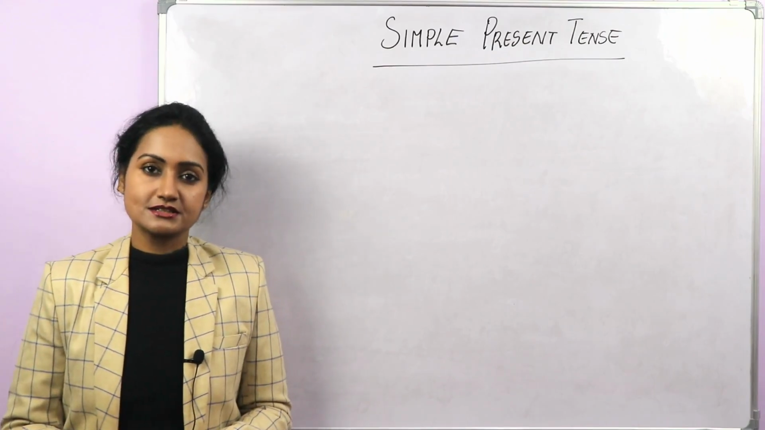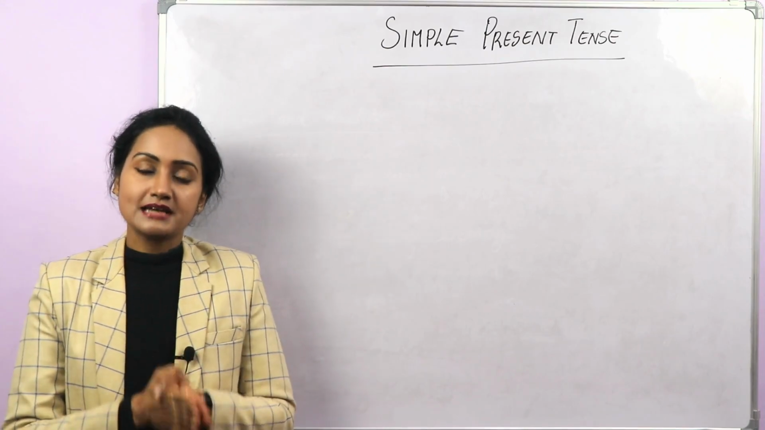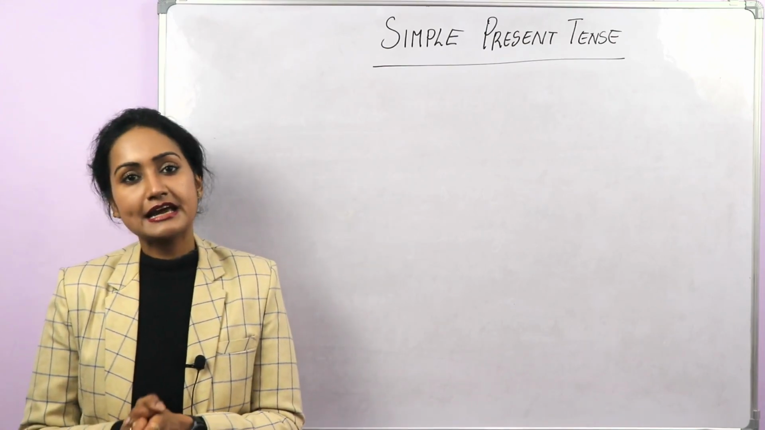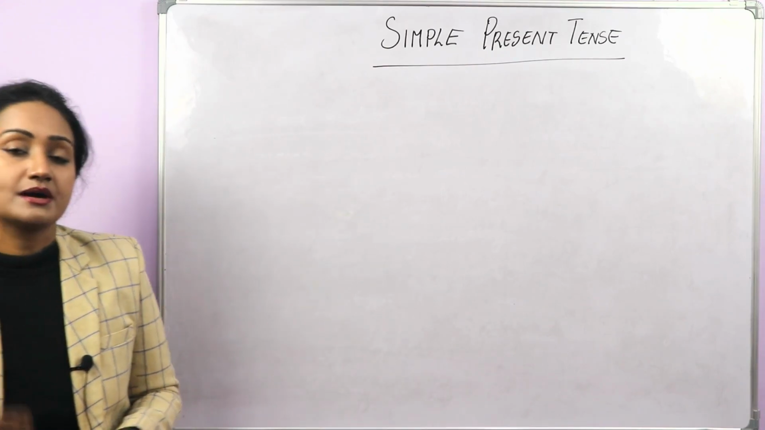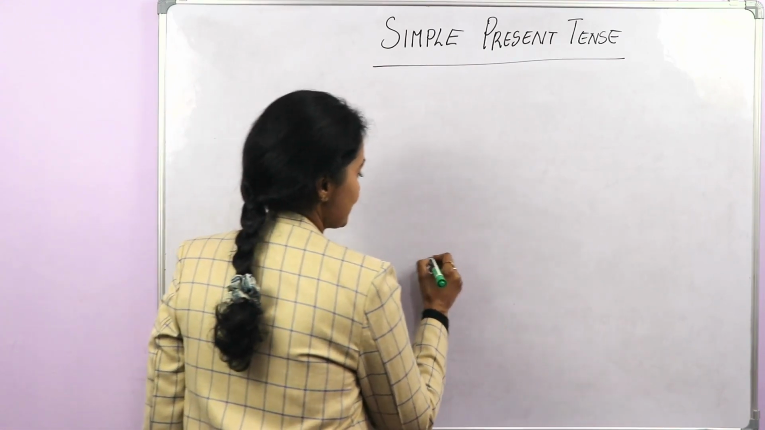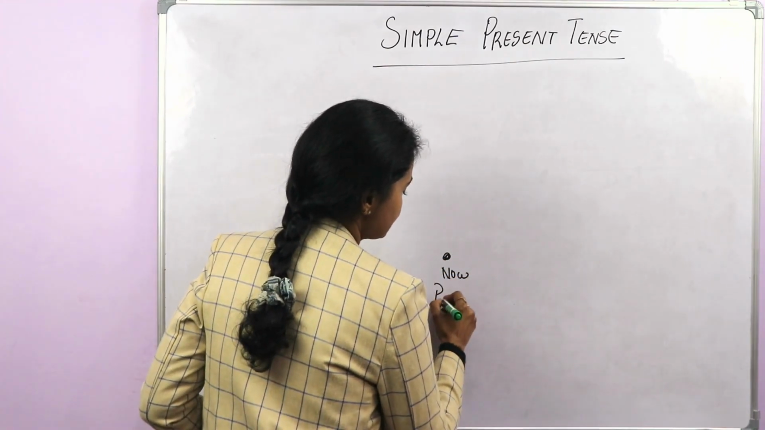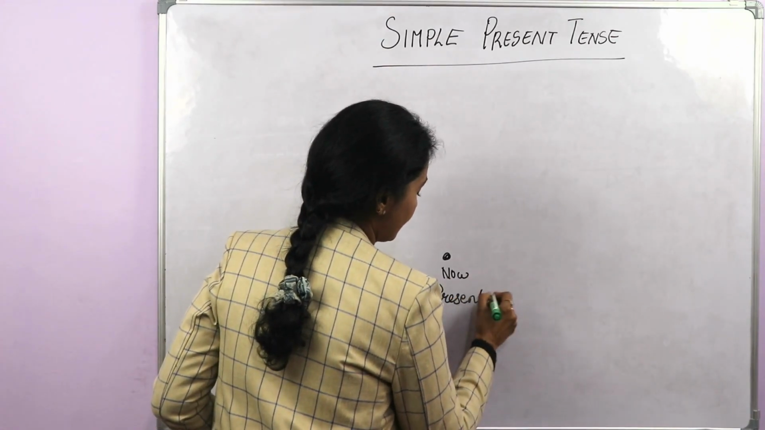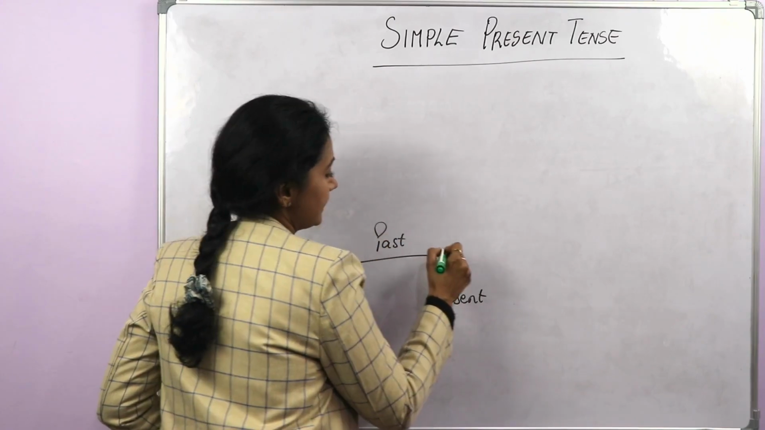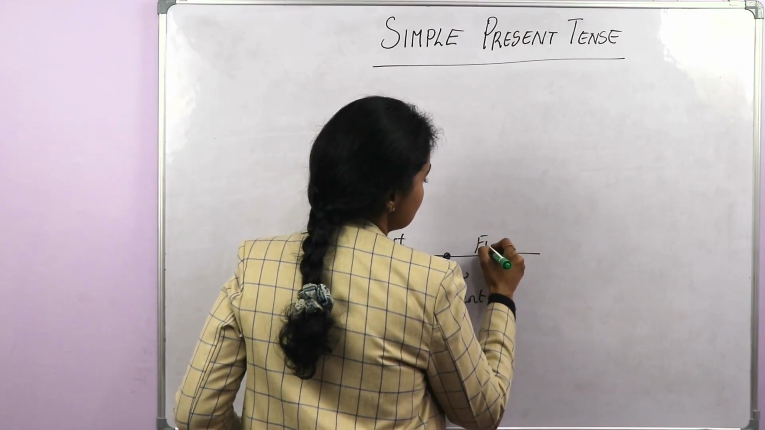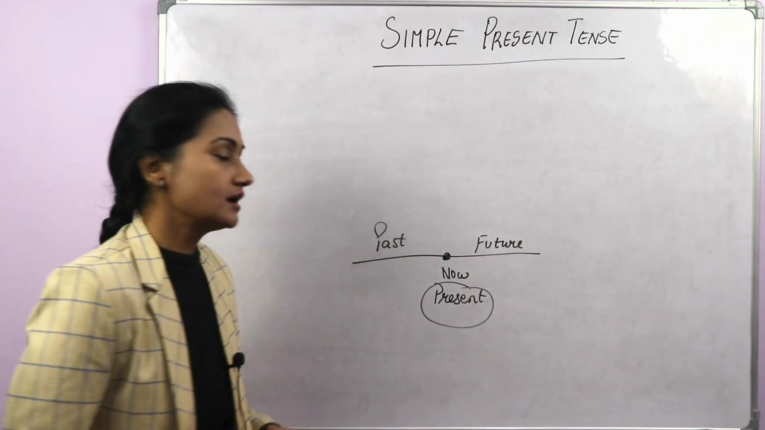We already have discussed that tenses are the way to talk about time in English. Time means present, past and future. Let me make a timeline for you all, which I already have made in my previous videos. This is now, which is present. Before now is past and after now is future. Okay, so today we will be talking about present.